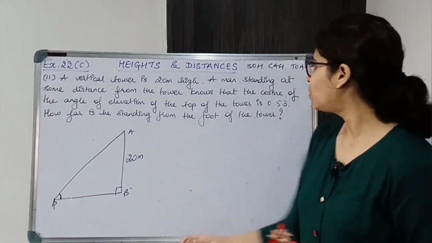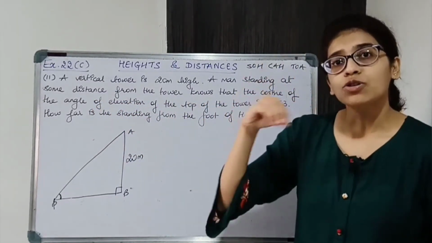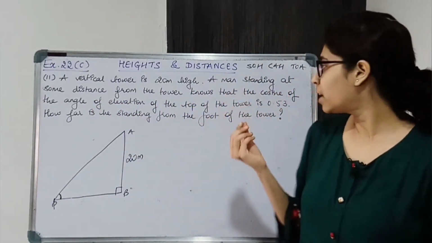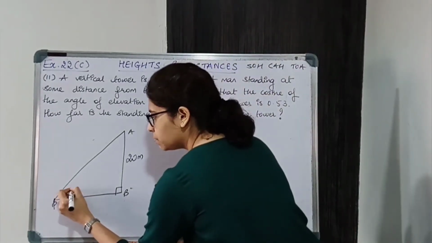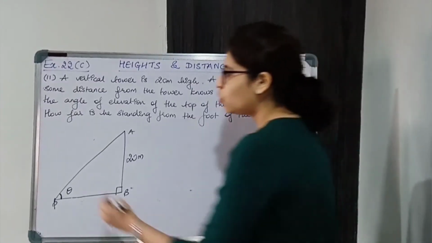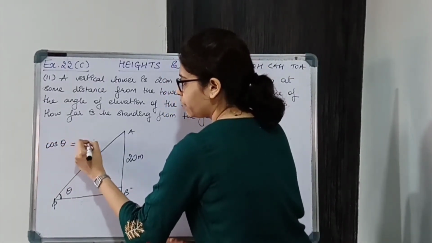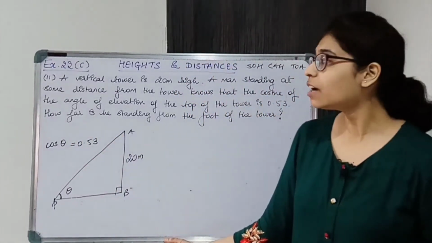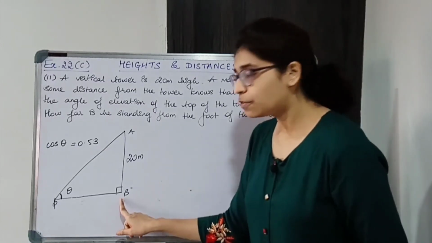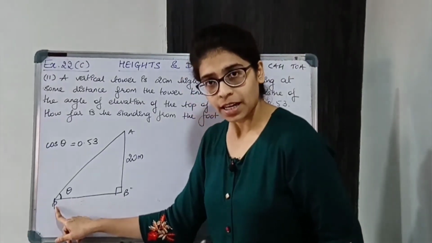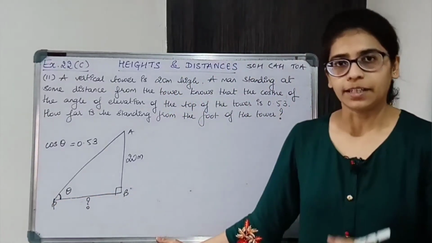No. We are told the cosine of the angle of elevation. Cosine means cos of the angle. Okay, so cos of the angle is 0.53. Let the angle be theta. Okay, so cos of the angle, that is cos theta, is 0.53. We have to find how far he is standing from the foot of the tower. This is the foot of the tower. Here is the man. So this distance PB, that is what we have to find.